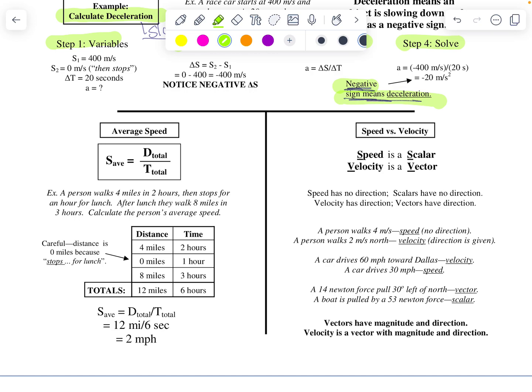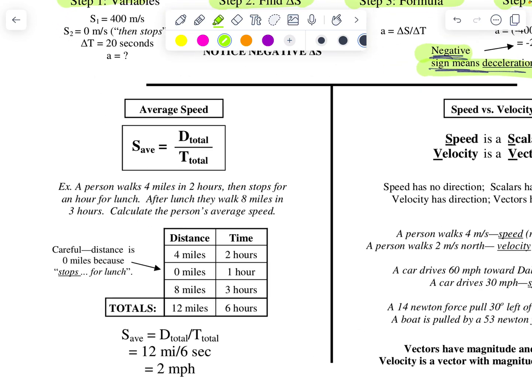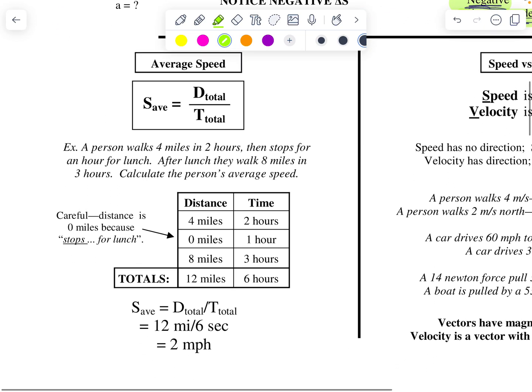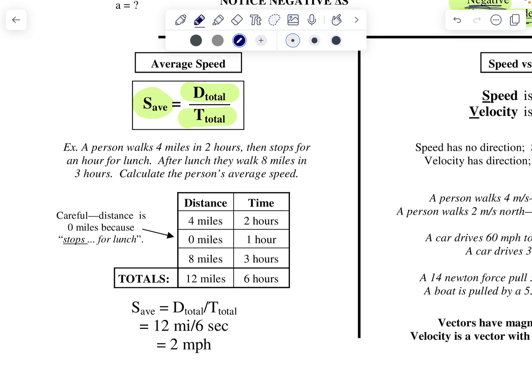So let's take a look here at average speed. I'm going to blow this part up a little bit. Average speed is speed equals distance divided by time. Everybody here knows that. Let's take a look at our table right here.